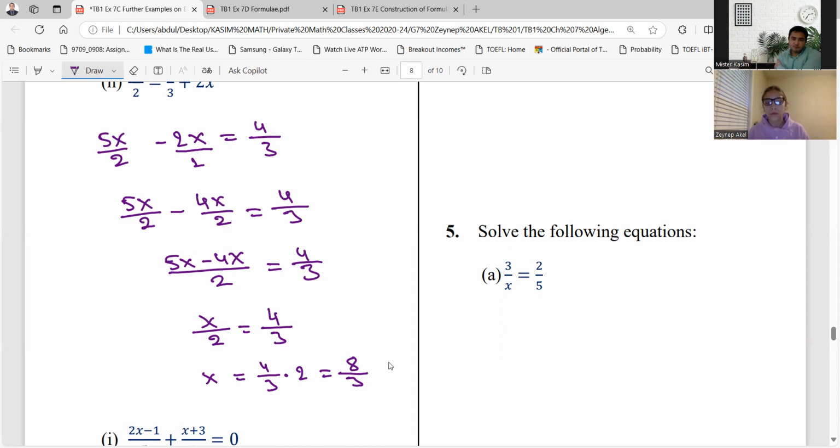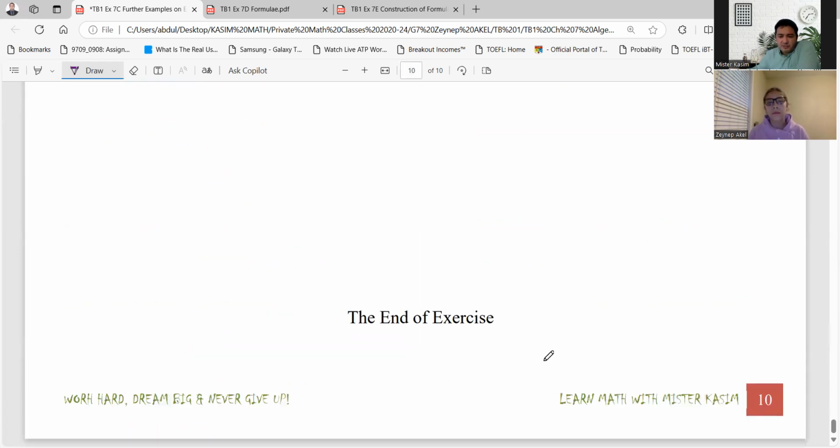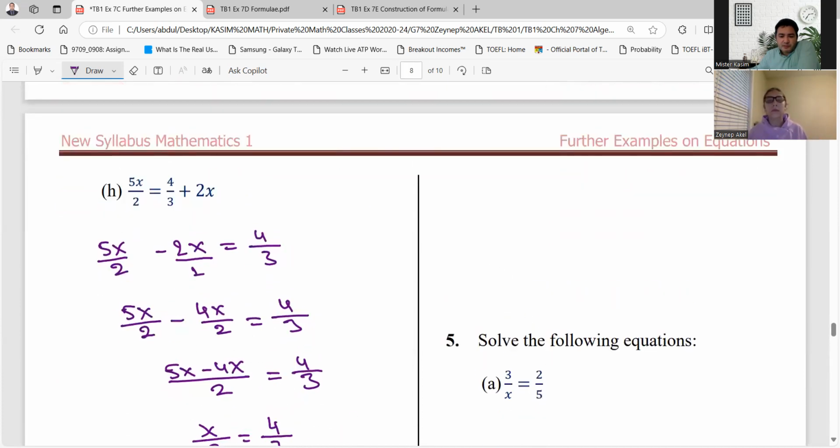Okay, Zainab, do you understand more and more, or it's a bit confusing? But if you just do 3 or 4 questions, you get used to it because of the algebraic manipulation.